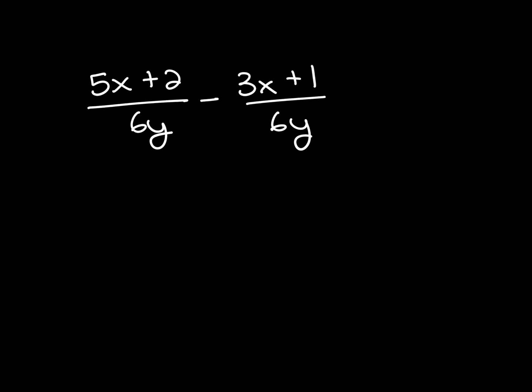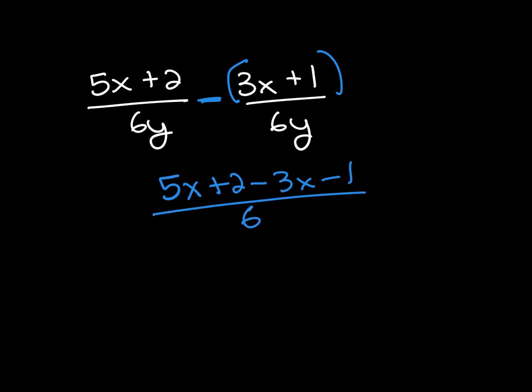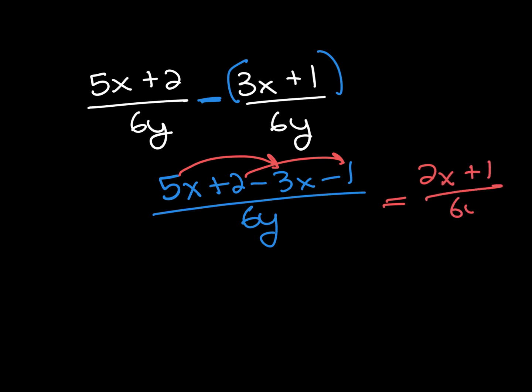In this example, you can see that the denominators are already the same, which is good, but this time we're subtracting. And I just want to make note, you're not just subtracting the 3x, you're also subtracting the 1. So we just want to make sure our signs reflect it. So it ends up being 5x plus 2 minus 3x minus 1, everything over 6y. So just like all the other problems we work out, you always want to put like terms together. So 5x minus 3x is just 2x, and 2 minus 1 is just 1, and they have the same denominator already, so we can keep that the same.